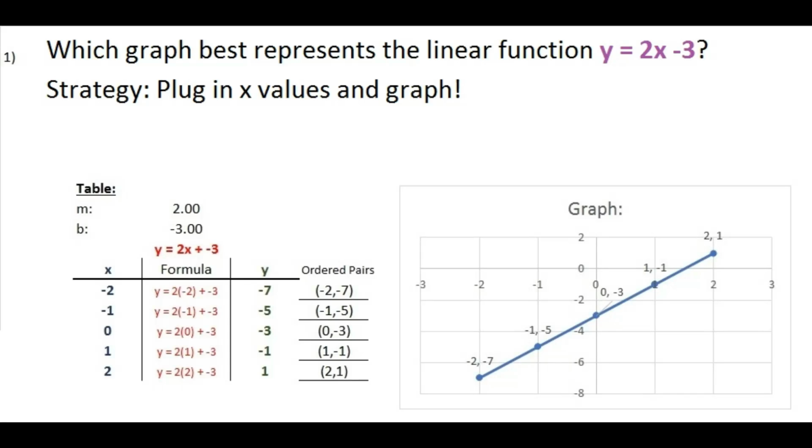If we look at that graph, we start with -2, -7, then -1, -5, 0, -3, 1, -1, and 2, 1. So our answer is A. This graph matches A.